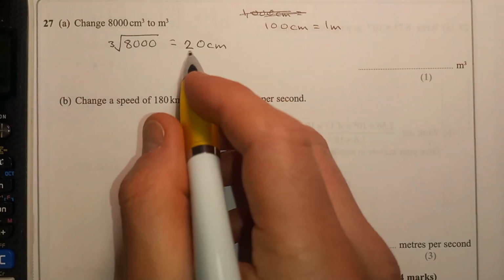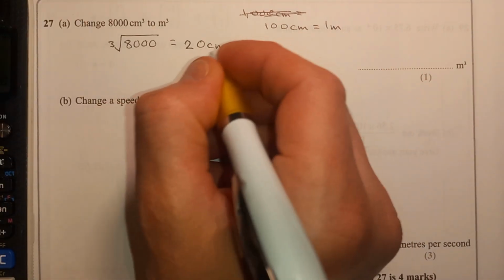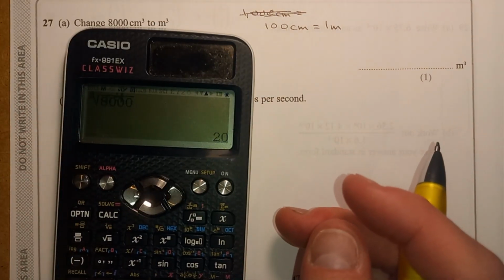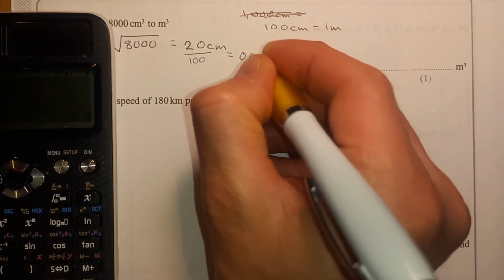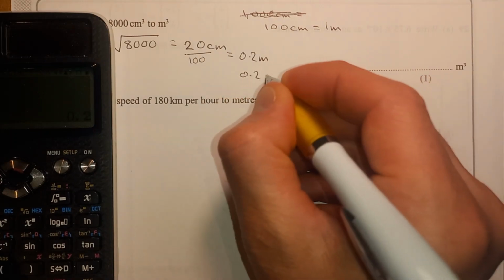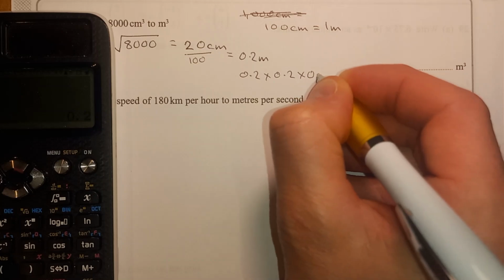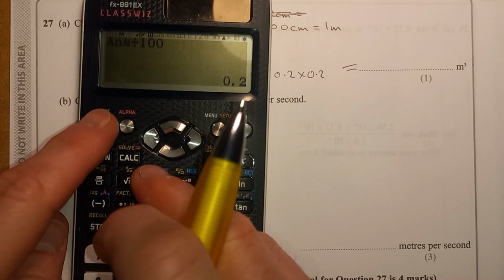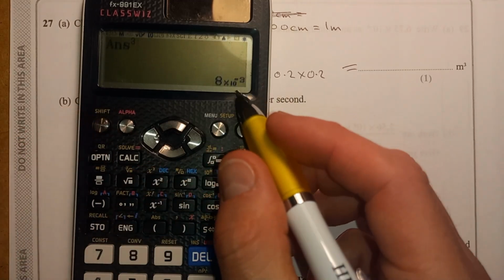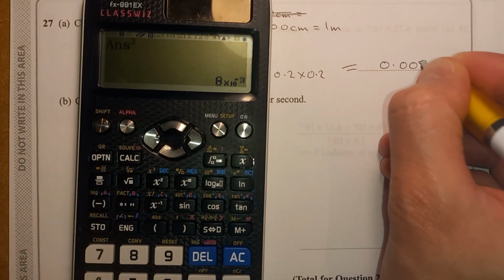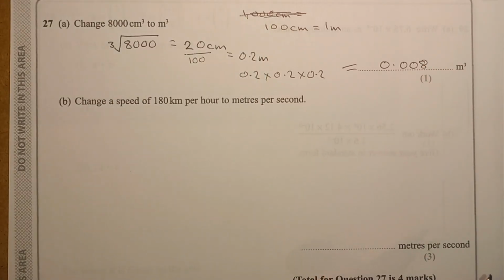So that is going to be 20 centimetres. So using this 100 centimetres equals 1 metre, if we do 20 centimetres divided by 100, we can say this is 0.2 of a metre. We want metres cubed, so we want 0.2 times 0.2 times 0.2. Or you can just cube it, which gives 8 times 10 to the minus 3, which is 0.008. Okay, that's for the part A.